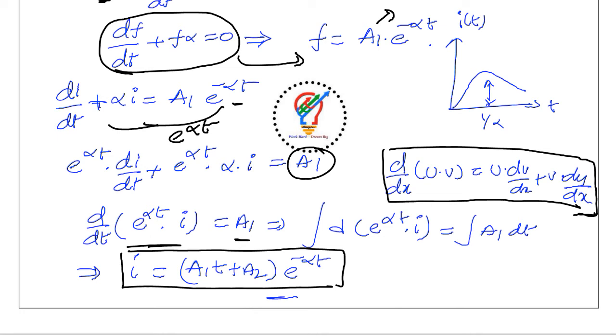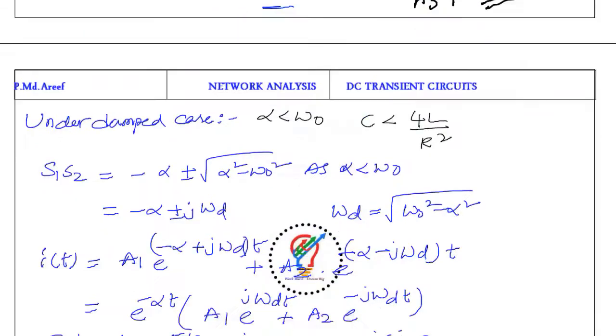So what does a3 become now? a3 is equal to a1 into t plus a2, but a3 is not equal to a1 plus a2. So in order to do this, we have gone through all these equations here. Now next, we will go through the underdamped case.